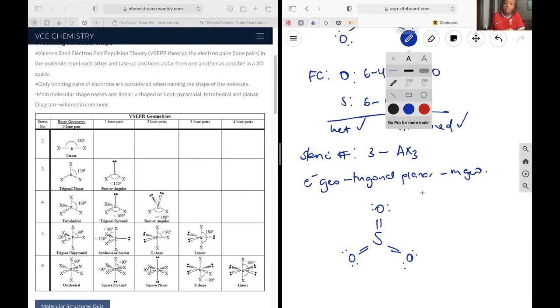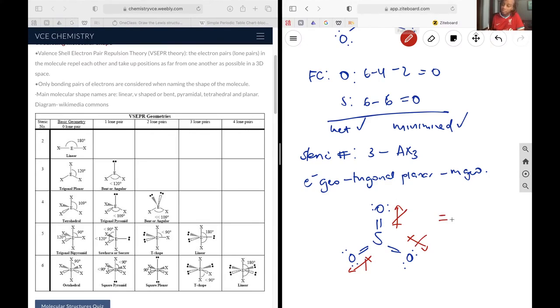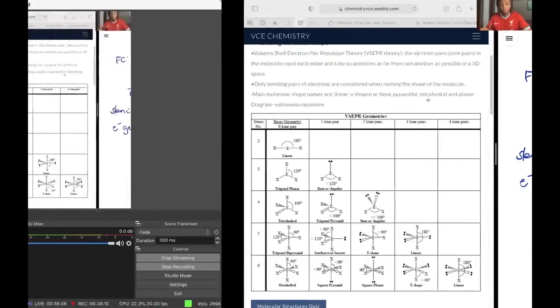Now I can double check on my dipoles. Oxygen is more electronegative, and so that's going to go that way, that's going to go that way, and that's going to go that way. These two will add to give you an equal vector pointing down, and they will all cancel. And so it's going to be non-polar. Okay, on to our next one.